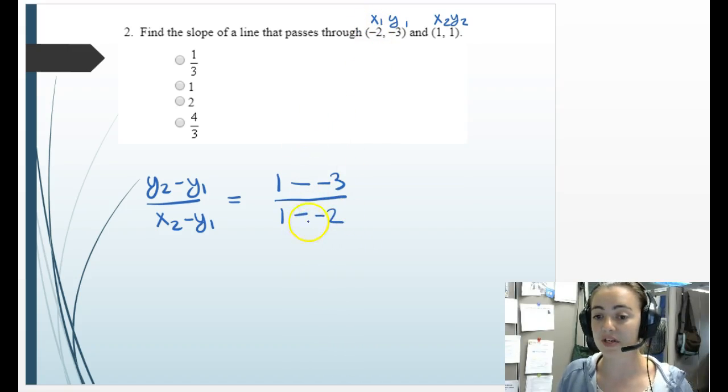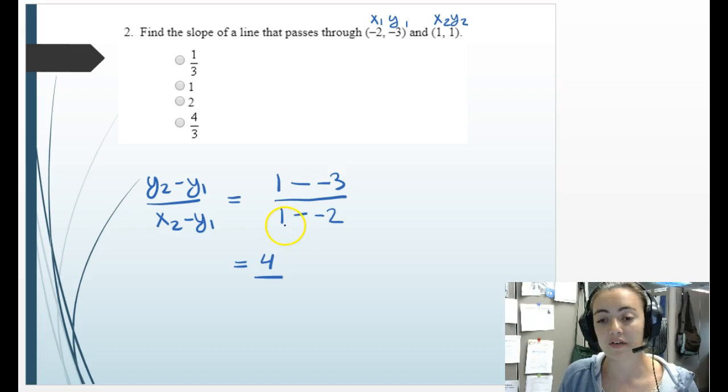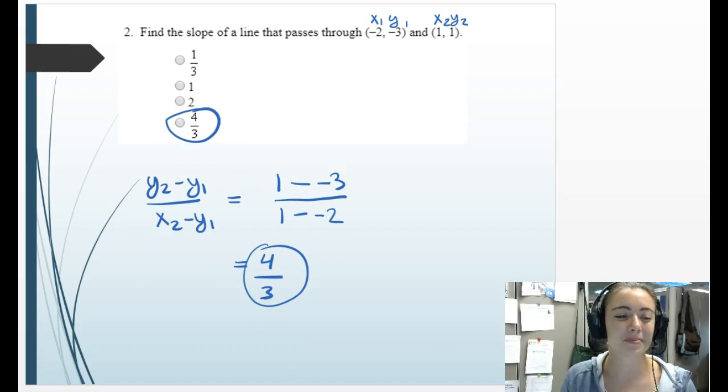Now when they're negatives, make sure you still do subtracting the negative. It is important. It does change things. So 1 minus -3, that's like 1 plus 3. So 1 plus 3 is 4, divided by 1 minus -2, or 1 plus 2, which is 3. So your slope here is 4/3, that last option.